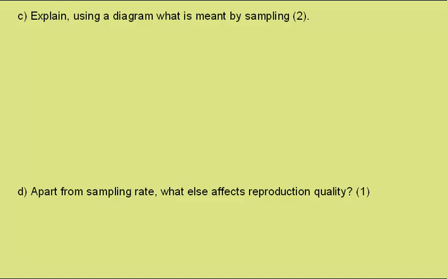C. Explain using a diagram what is meant by sampling. Now it tells us to use a diagram here, not suggesting we may use a diagram. Therefore there will be marks available for a diagram, and one must appear. There's only 2 marks for this question, however, so we're not after a huge amount of detail.